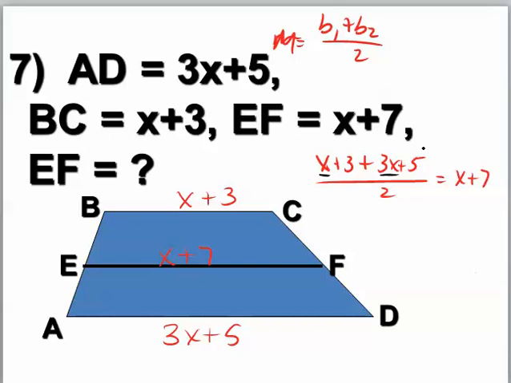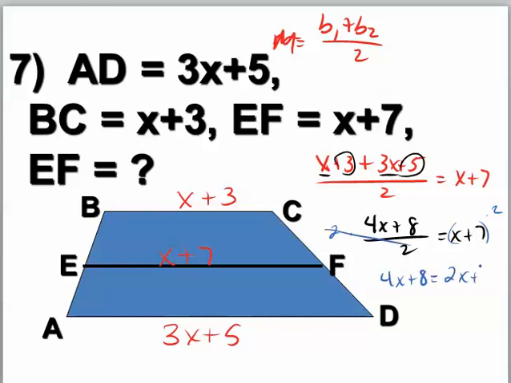So I'm going to go ahead and add my like terms. We have 4x plus 8 divided by 2 equals x plus 7. Now you have two options here, and I want to talk about both. If the numbers are even, you could divide by 2, but both parts need to be divided by 2. So if you do the divide by 2, on the left side you'll have 2x plus 4 equals the x plus 7. You could also multiply by 2 like we have been, but if you do that, you need to distribute that 2 through the right side. So 4x plus 8 equals 2x plus 14.